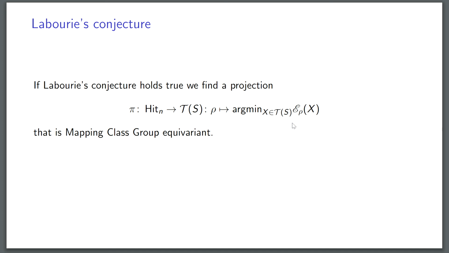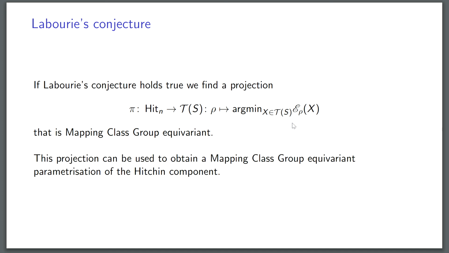And then there's some more good news if Labourie's conjecture holds. Namely, using this mapping class group invariant projection, you can also construct a parameterization of the Hitchin component, which is also mapping class group invariant. The precise construction is, for example, detailed in the paper of Labourie where he formulates his conjecture.